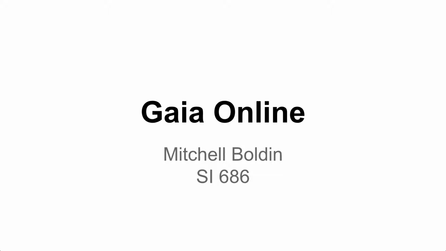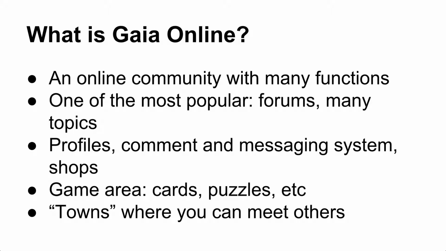So in this presentation, first I'll give a quick overview of what Gaia is, and then I'll move on to talk about some of the user-generated content on Gaia, and talk about what's good and bad about the site and some potential solutions. So Gaia Online is an online community that has many functions. One of the most popular are the forums that have many topics ranging from TV shows like The Walking Dead to sports to current events in the news.